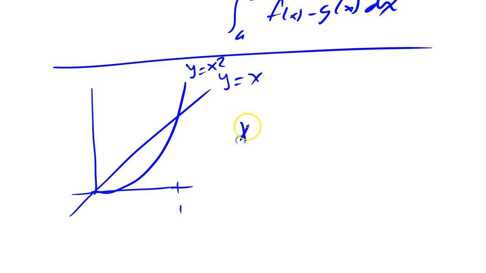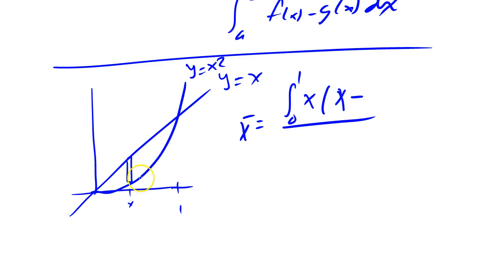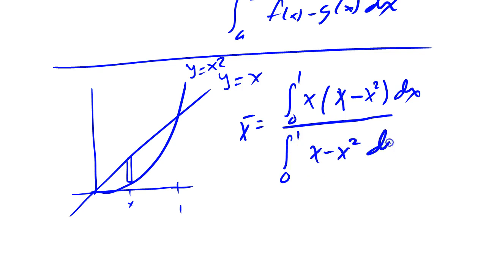So x bar is calculated by an integral from 0 to 1. I've got no density function. I'm assuming uniform density, so I don't have to worry about the delta. So x bar is calculated by each rectangle. You've got to figure out how far away from the y-axis it is. Well, that's the x value, times whatever its weight is. Well, in this case, we can just use area. So the top function x minus the bottom function x squared, dx. And then we have divided by the total weight, or in this case, the total area. So that's just x minus x squared dx.